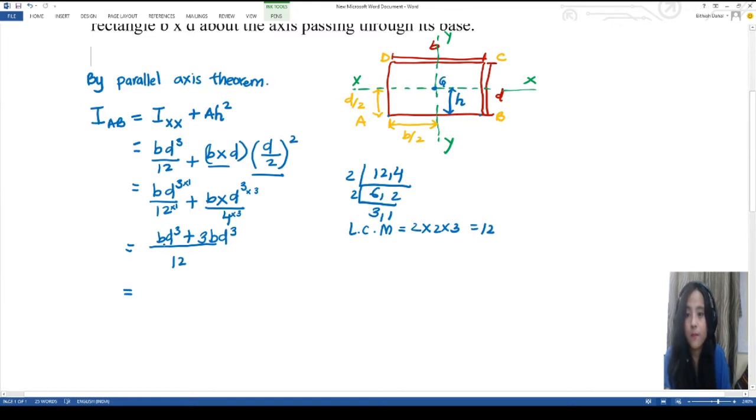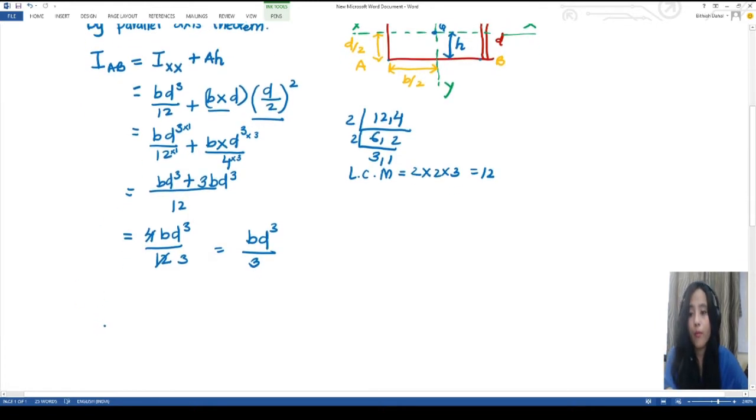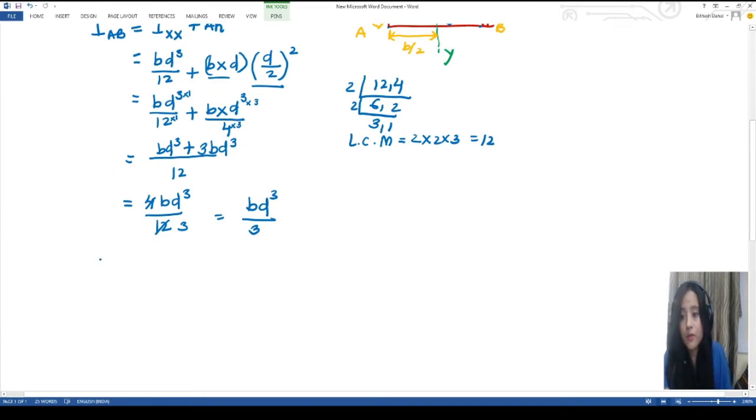So from overall, what do we get? Since the variables are the same, they are like terms, so I can add them up and it will be 4BD cube by 12. If I further simplify this, I get BD cube by 3. So my moment of inertia about the base IAB is equal to BD cube by 3. So this is my answer.